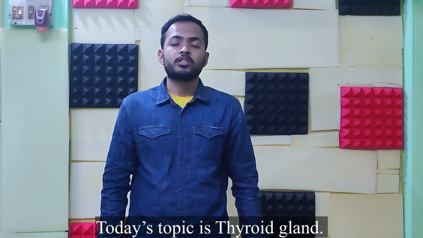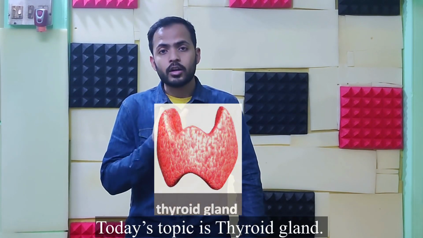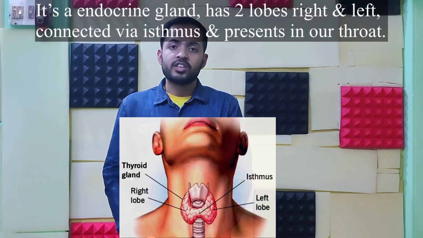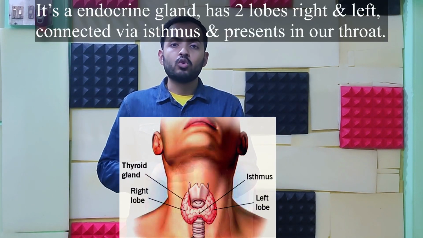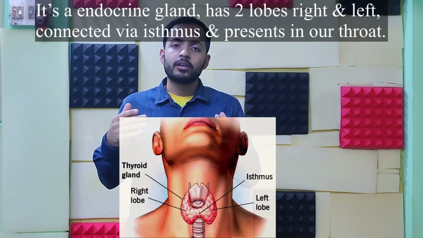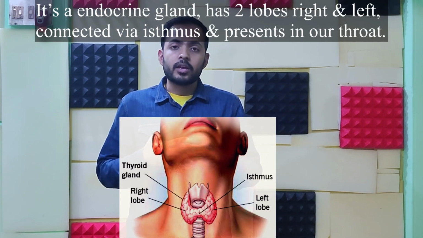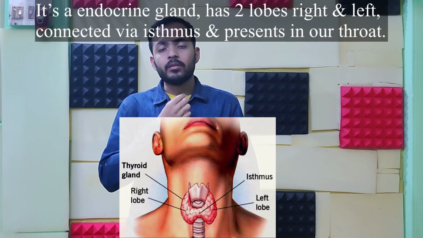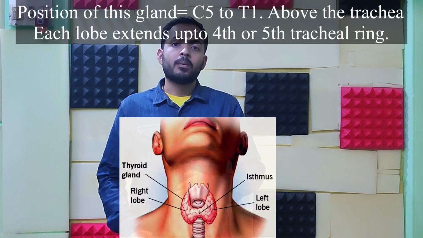Today I'm going to talk about the next part of the endocrine system, which is the thyroid gland. As you can see in this photo, it's an endocrine gland having two lobes, right lobe and left lobe, and both are connected by the isthmus and present in the throat. The extension is above the trachea.